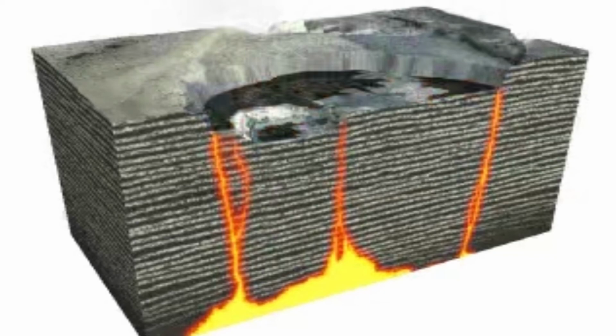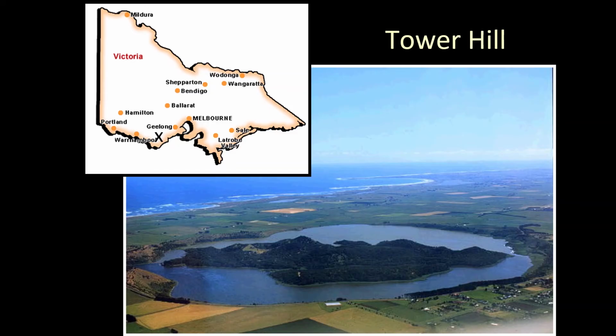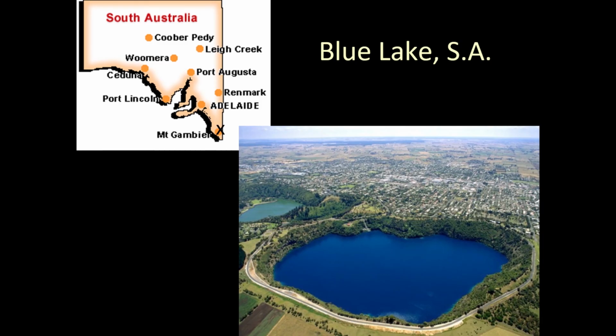There are some good examples in Victoria, such as Tower Hill. You can see the outline there is the caldera, and then there's been a subsequent rise of more magma up in the middle of Tower Hill. Blue Lake is another example of a caldera. The myth about Blue Lake is that there is no bottom to it, it just goes all the way to the centre of the earth.